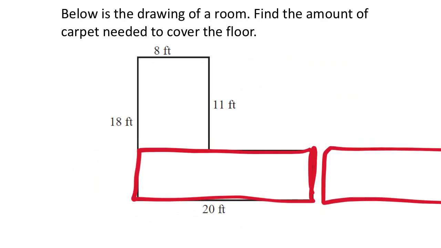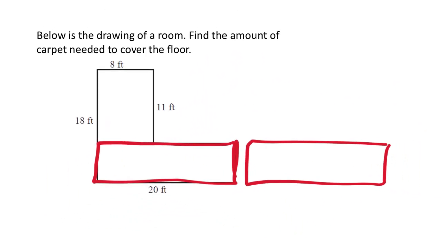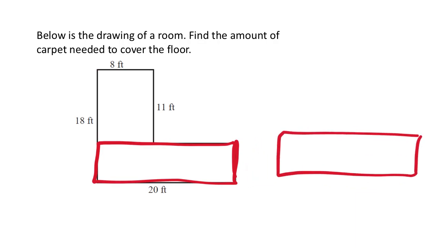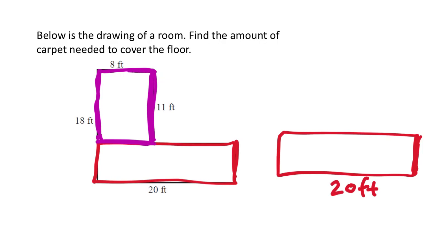So I have this red rectangle. I'll make this big enough for us to see. And this red rectangle, I know one of the dimensions at least. This is 20 feet right here. I also do not know the height of this or the width of it. Okay, so I'm gonna have to figure that out. But let's look at the other rectangle first, which is this one. And yeah, we do know the dimensions of this one. Here, this purple one. So let's see if I can break this off.